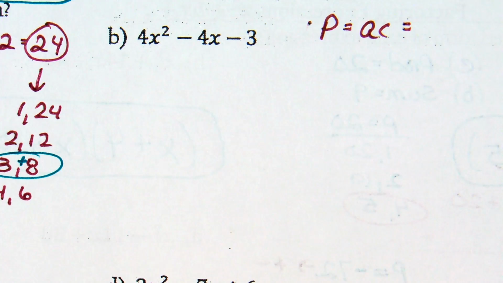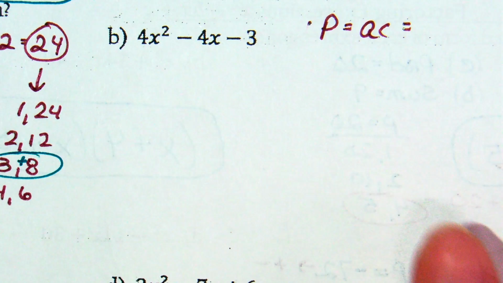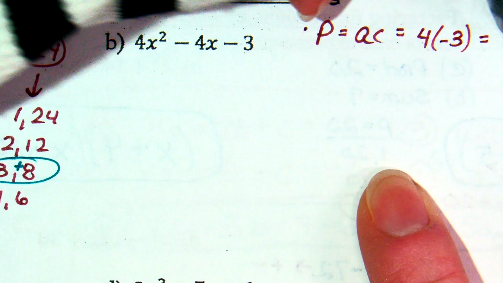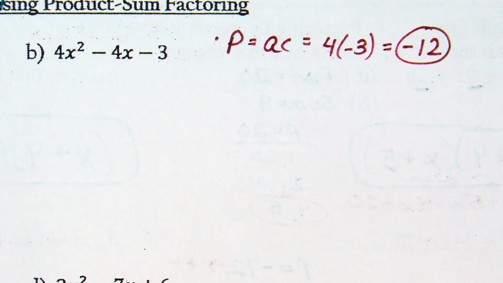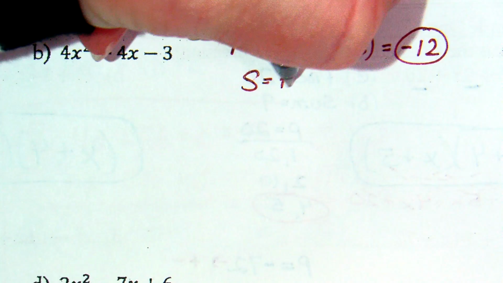What are A and C? 4 times negative 3. And 4 times negative 3 is negative 12. So I'm going to be looking for a product of negative 12 and a sum of my B value, which is negative 4.